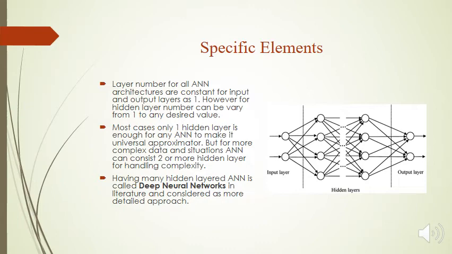Having many hidden layers in an artificial neural network is called a deep neural network in the literature and is considered a more detailed approach. And on the right side, we can see the architecture and the visual presentation of an artificial neural network with more than one hidden layer.